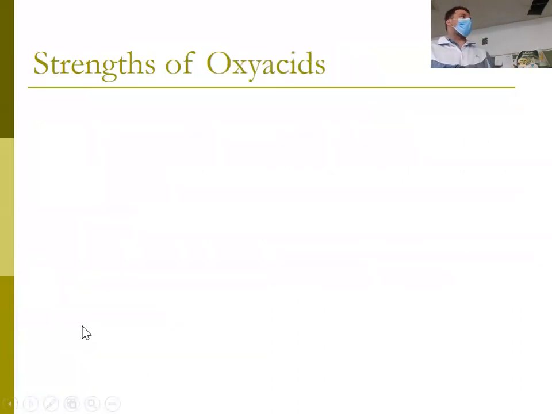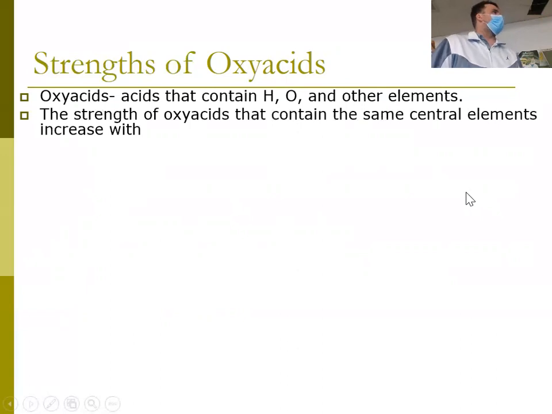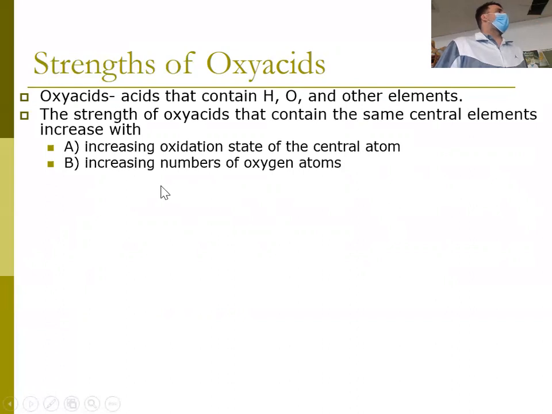So now oxyacids. An oxyacid is a substance that contains hydrogen, oxygen, and other elements. We're dealing with a lot of oxyacids: nitric acid, sulfuric acid. If you increase the oxidation number of the central atom, which is also the formal charge of that central atom, it would increase the strength. More oxygens, because oxygen is very electronegative, would increase the strength of the oxyacid.